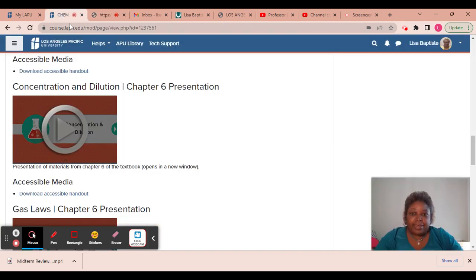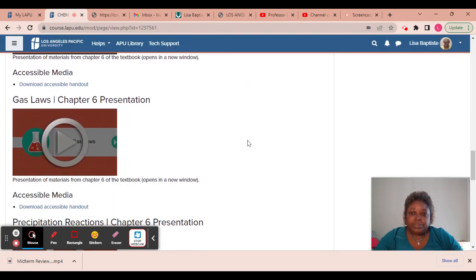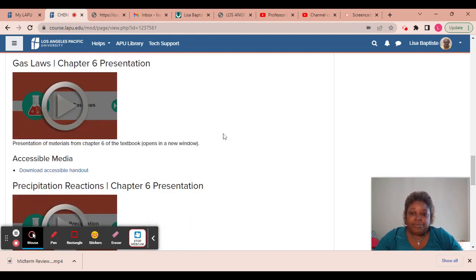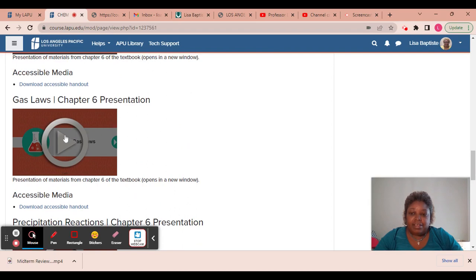So let's go back to our week 3 information, and we have our gas laws that I want to go through.